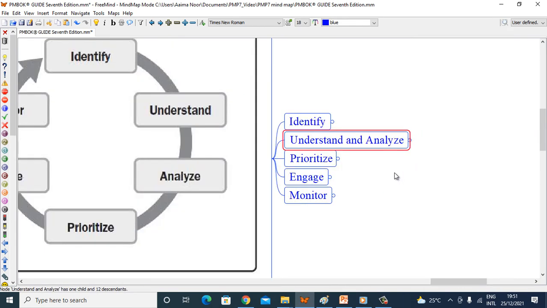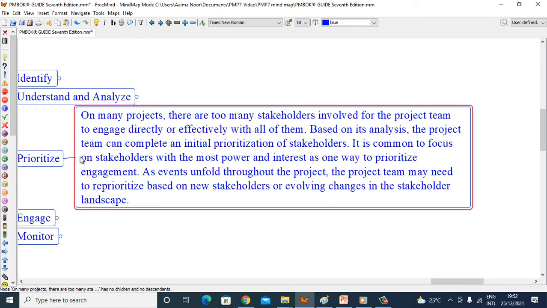Now let's go to prioritize. On many projects, there are too many stakeholders involved for the project team to engage directly or effectively with all of them. Based on its analysis, the project team can complete an initial prioritization of stakeholders. It is common to focus on stakeholders with the most power and interest as one way to prioritize engagement. As events unfold throughout the project, the team may need to reprioritize based on new stakeholders or evolving changes in the stakeholder landscape.